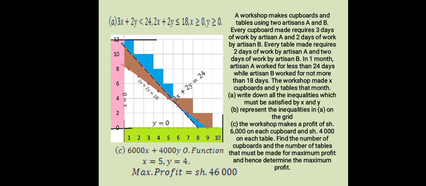A. Write down all the inequalities which must be satisfied by X and Y. B. Represent the inequalities in A on the grid. C. The workshop makes a profit of 6,000 shillings on each cupboard and 4,000 shillings on each table. Find the number of cupboards and the number of tables that must be made for maximum profit and hence determine the maximum profit.